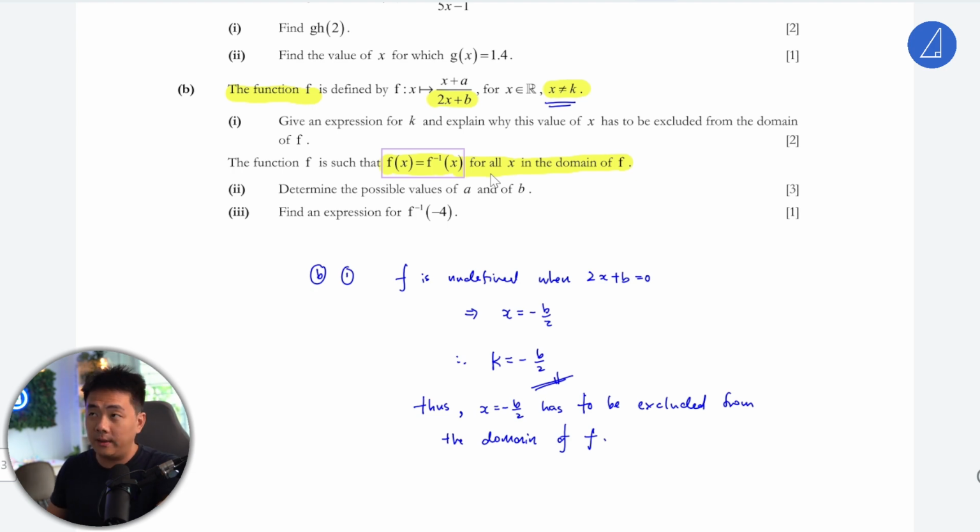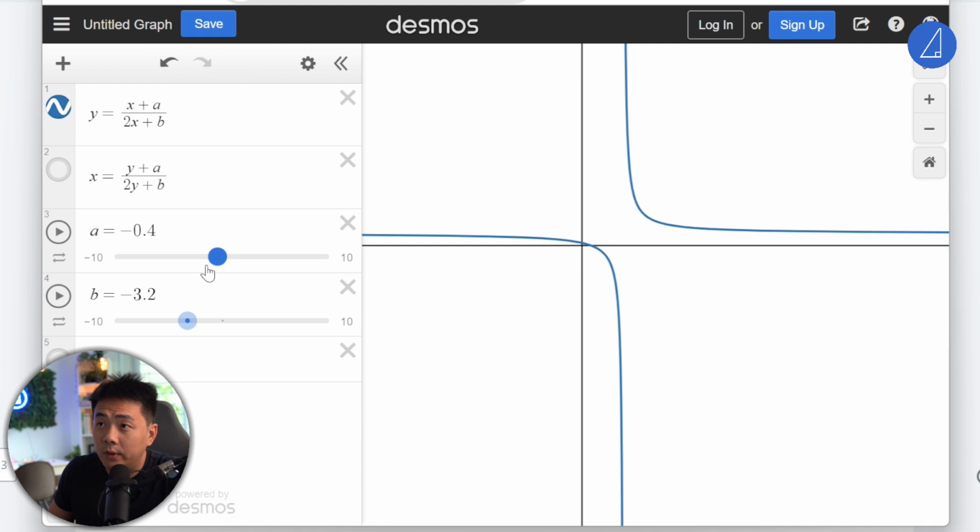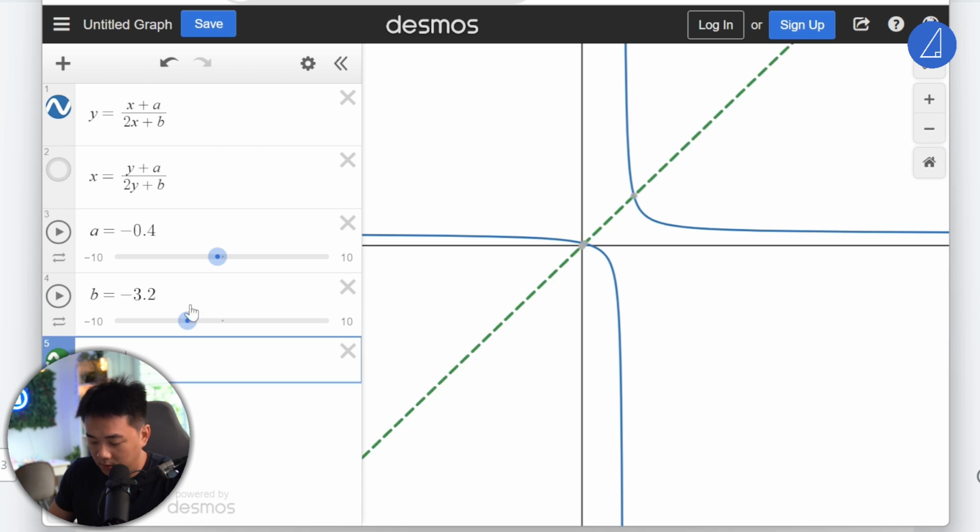So how does it look like? I think we need to understand the question first. Firstly, let's say this is y equals f(x). This is actually a rational function. We know that. So if I want to draw the inverse graph of f(x), you know that it will be a reflection about this green line here, which is y equals x. Okay, let me just bring it up.